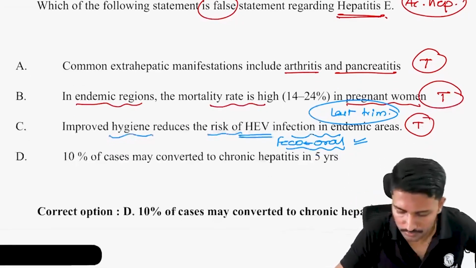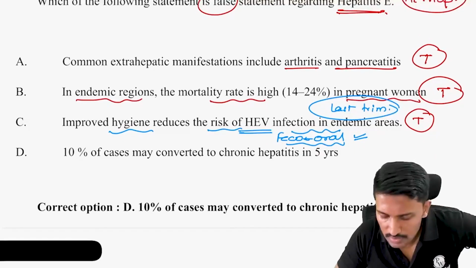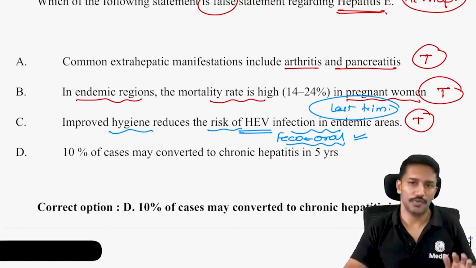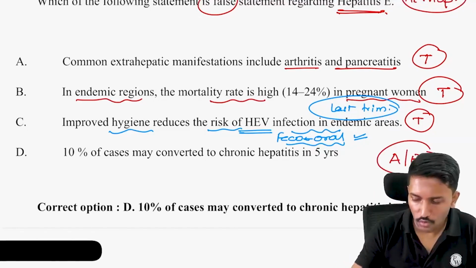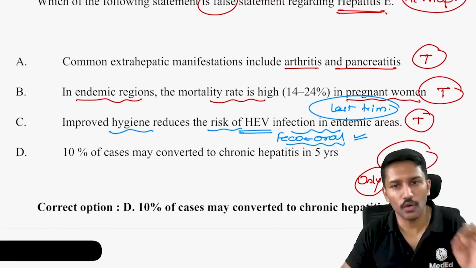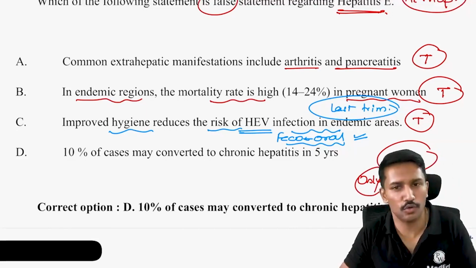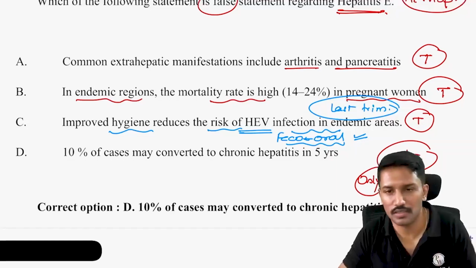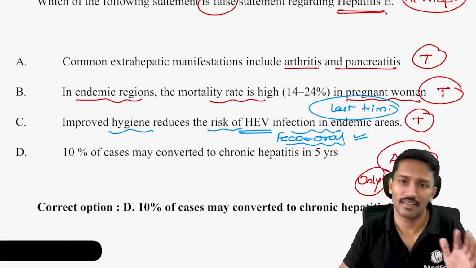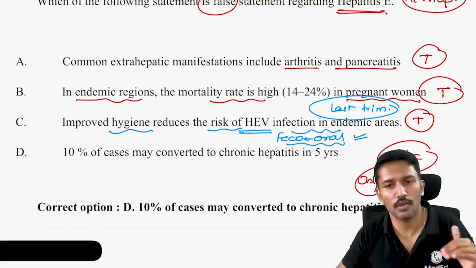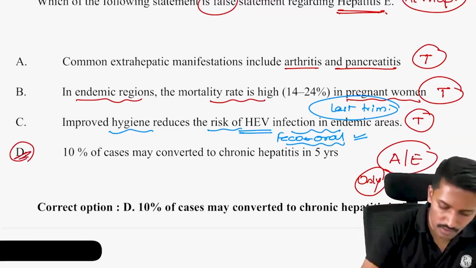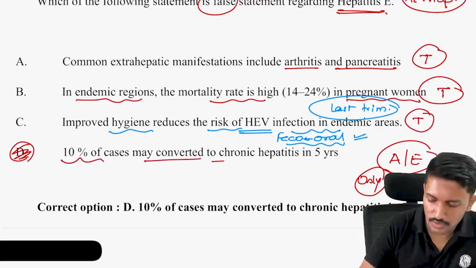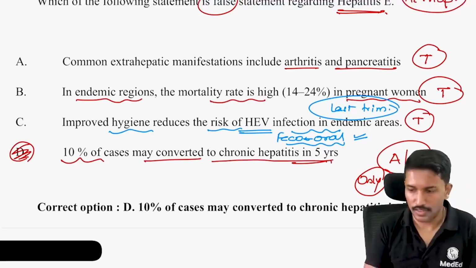Okay, I'll do that. Now, 10% of cases may be converted to chronic hepatitis in 5 years. This is absolutely false, right? Whenever you think of A and E, always think of only acute. Hepatitis E can cause chronic infection if the patient is extremely immunocompromised, like pre-existing HIV or patients on cancer chemotherapy. Otherwise, recovery or death is the rule. Mostly in pregnant women, it causes fulminant hepatic failure and death is possible. Otherwise, most of us recover. So statement D is false. 10% of cases may be converted to chronic hepatitis in 5 years is false, and that would be the answer.